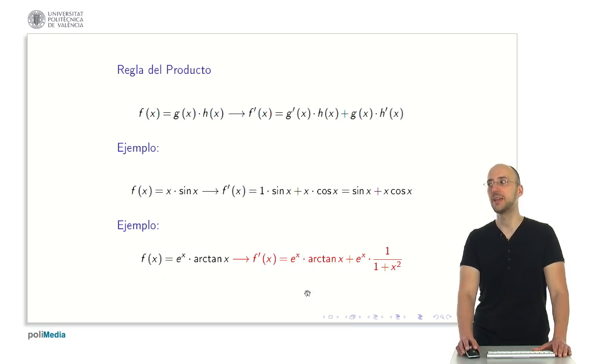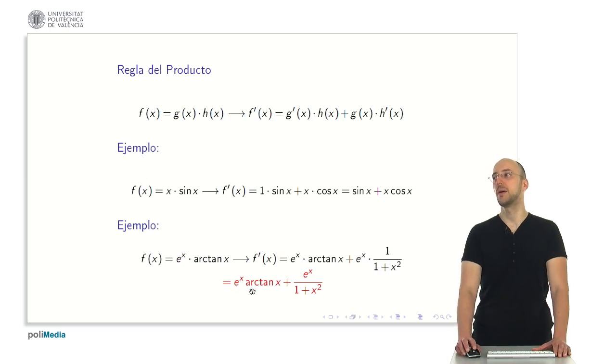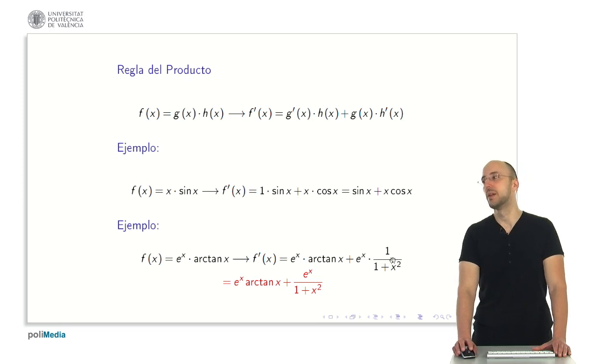When finding the derivative of a product, apply this rule even if the expressions seem complex. Here we've examined it step by step, but in the end, what remains is e raised to the power of x times the arctangent of x. All I've done here is multiply e raised to the power of x by the fraction with 1 in the numerator.